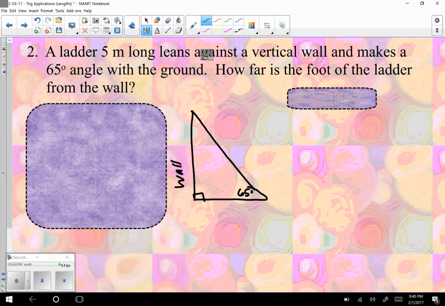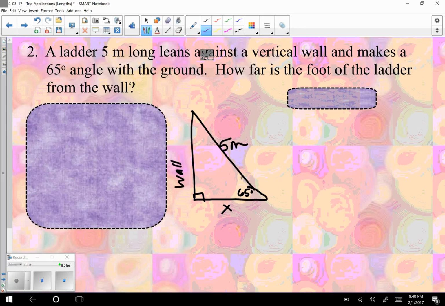So if this is my ground, I've got a 65-degree angle here, and I know I've got this right triangle. I want to know how far is the foot of the ladder from the wall. The foot of the ladder is here. So I want to know this distance here. And what else do I know? I know that the ladder is 5 meters long, right? So I know that's 5 meters. I have a really pretty, a better picture over here. We'll pull that one up after this.